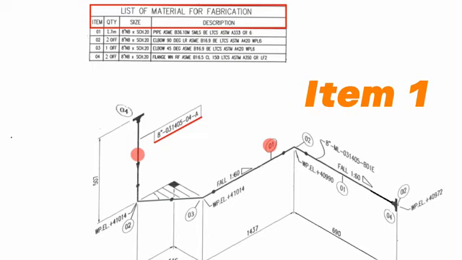There is always a table like this in pipe isometric drawings. This table is the list of materials for fabrication. Item numbers, quantities, sizes and descriptions of the materials are shown in the next row. Item number 1 is shown in several places of this pipeline drawing. Let's look at the material list.